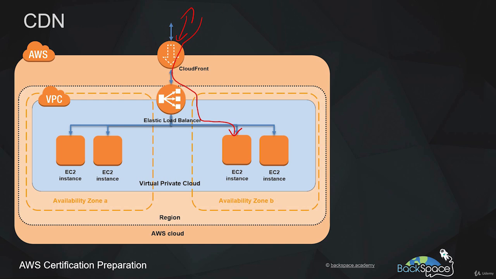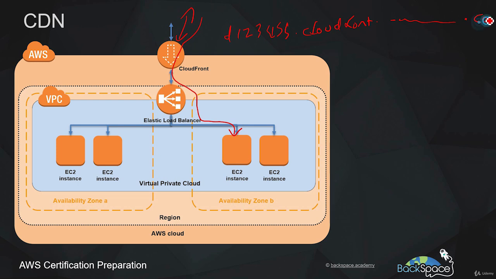Now that CloudFront distribution will have its own DNS name that we can put into a browser and we can directly access that. The problem with that is that the DNS name for that CloudFront distribution will be something very complicated and just won't mean anything to our end user at all.